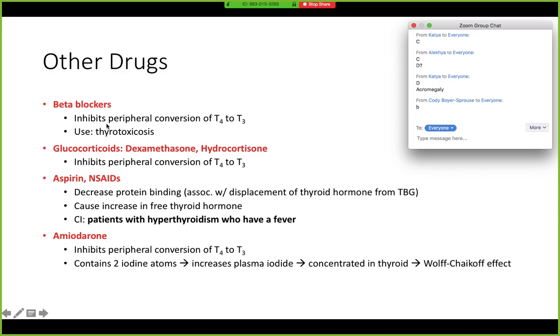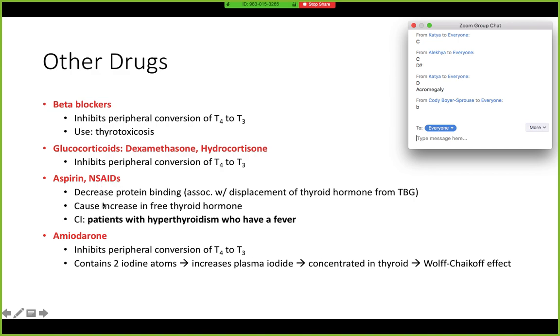And just some other drugs that he talked about. So beta blockers, your glucocorticoids, and amiodarone. Just recognize that they're going to inhibit peripheral conversion of T4 to T3. And the only one he really kind of emphasized here was aspirin and NSAIDs.